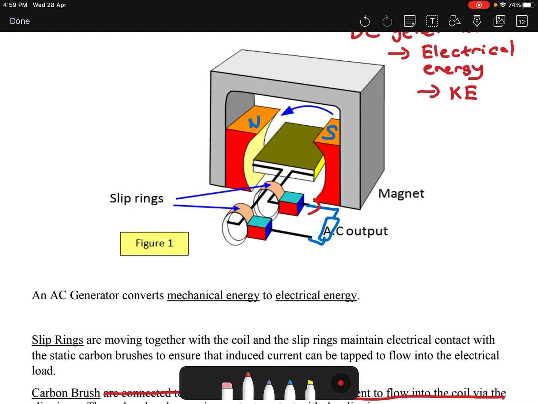So I rotate this coil of wire inside a magnetic field. This will create an electrical current, or we call it the induced current, inside the coil of wire. And this coil of wire is connected to the slip ring. Okay, so this slip ring is, of course, there's a carbon brush to connect to the external circuit. Notice that this AC generator is not connected to any battery source. So this is your load, or we call it the resistor.